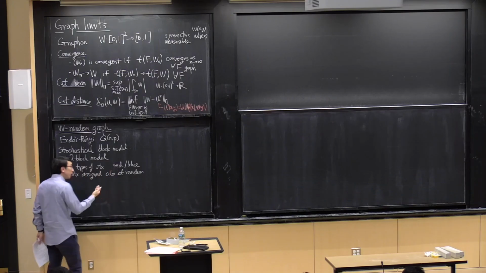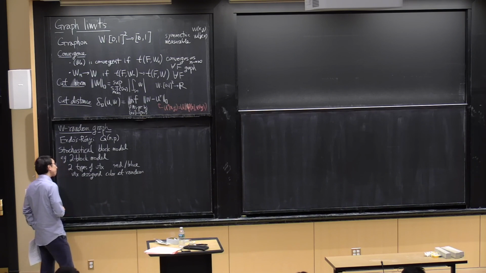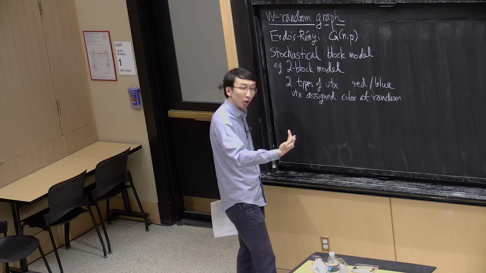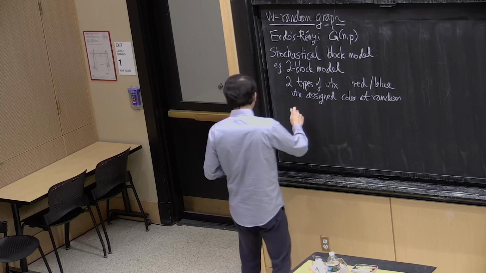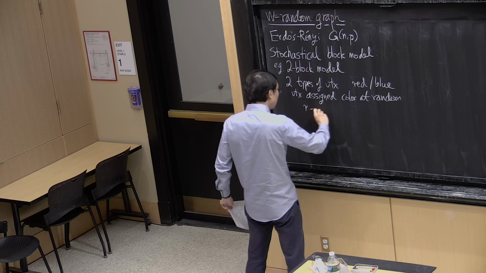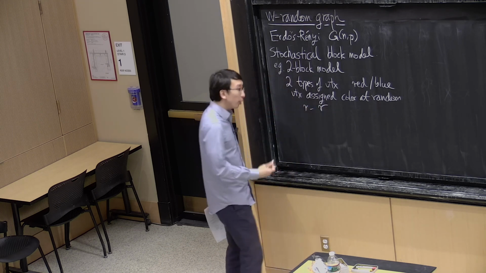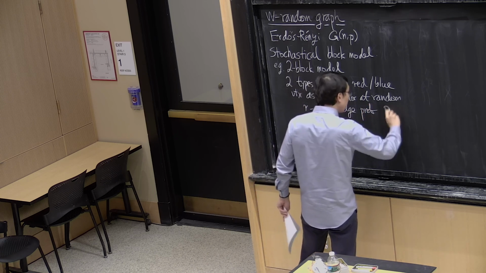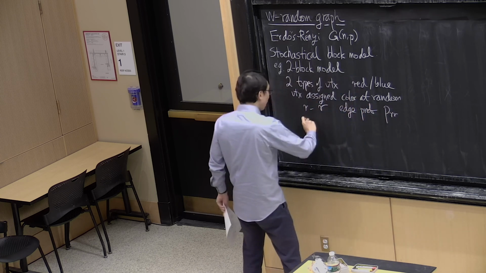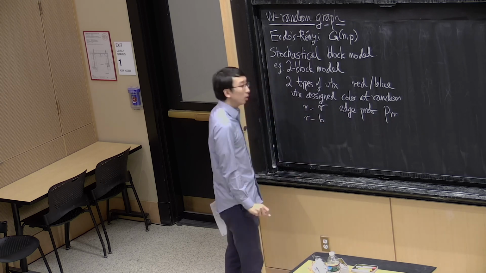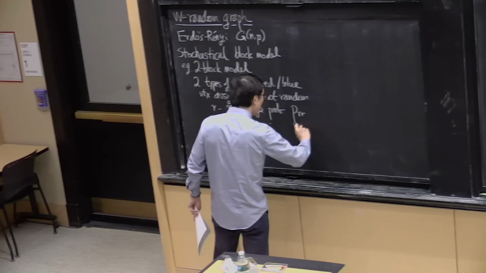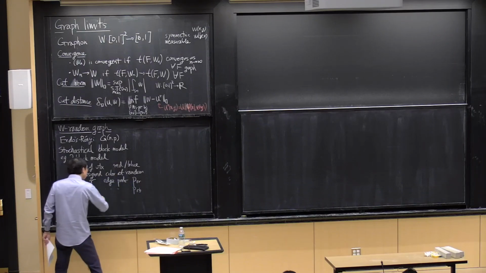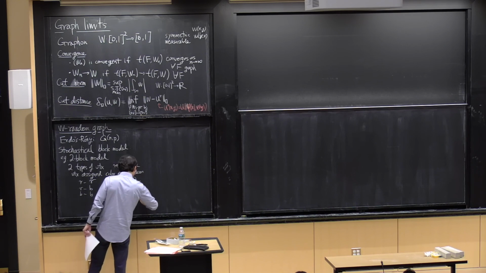For example, 50-50, but any other probability is fine. And now I put down the edges according to which colors the two endpoints are. Right? So two red vertices are joined with edge probability P_RR. If I have a red and a blue, then I may have a different probability joining them, and likewise with blue-blue, like that.